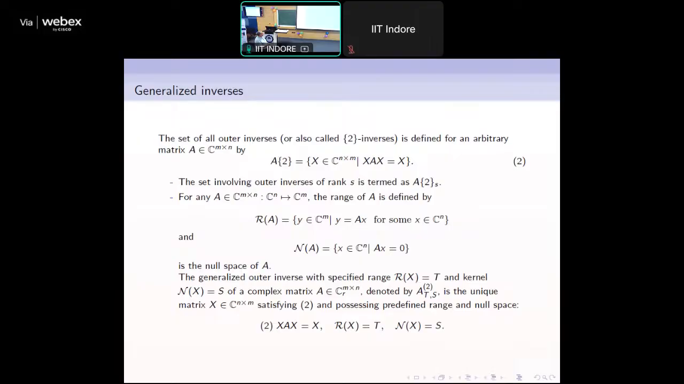The class of outer inverses is the class of matrices which satisfy only equation 2. The set of outer inverses with prescribed rank s is denoted in this way. The s in the index means that it defines the rank of the involved outer inverses. Also, there is the notion of image, range, and null space.